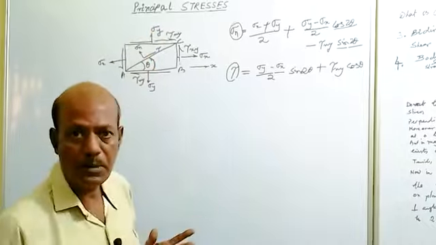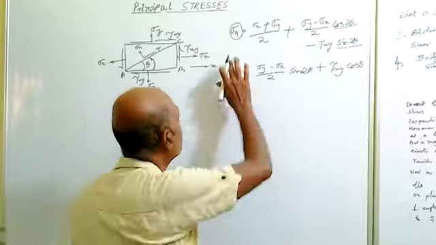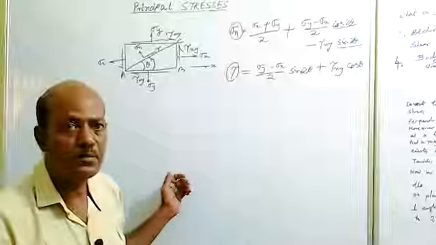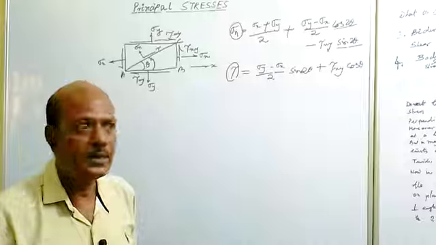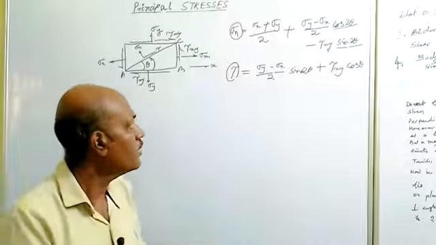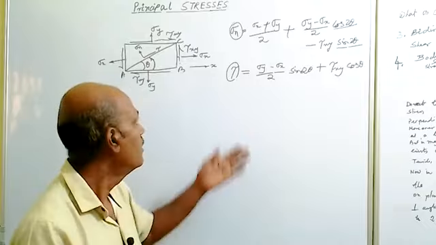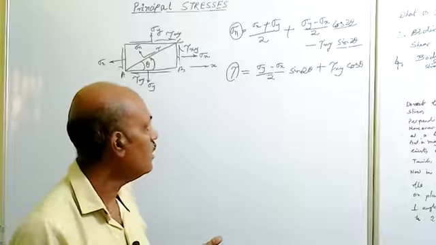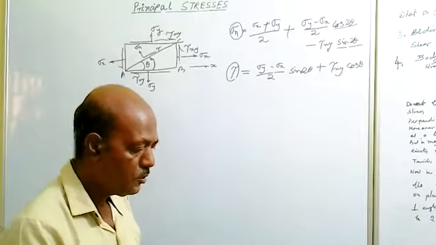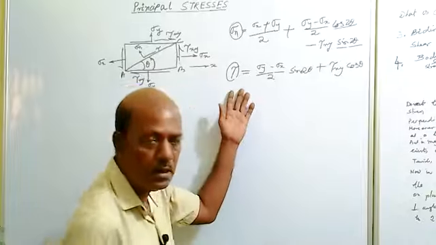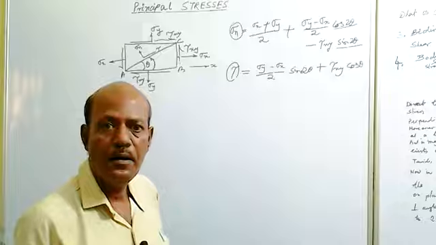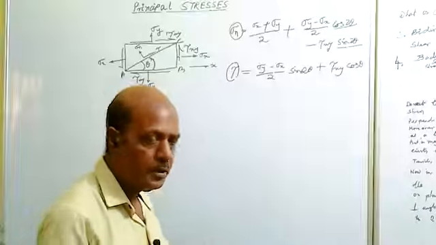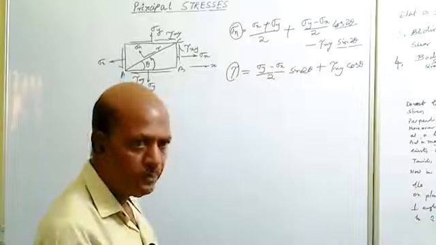So we have derived this formula, and as the result of the derivation we have got sigma n and tau. Sigma n is given by sigma x plus sigma y by 2, plus sigma y minus sigma x by 2 cos 2 theta minus tau xy sin 2 theta. Tau is given by sigma y minus sigma x by 2 sin 2 theta, plus tau xy cos 2 theta. So those who have doubt or have not seen, you can refer to the last video, where you will get the derivation of this. Okay, so today we are going to study the principal stresses.